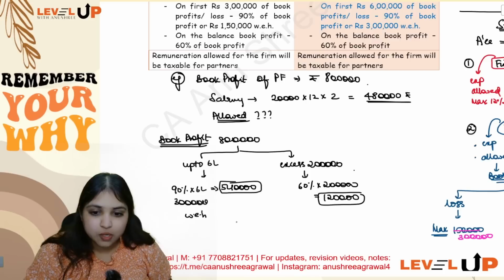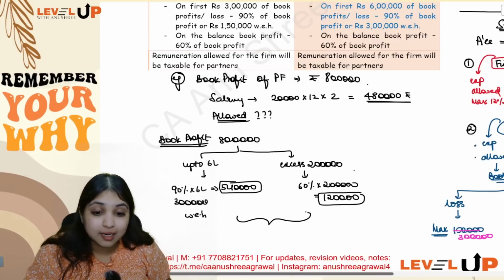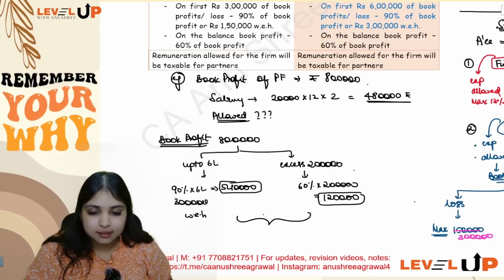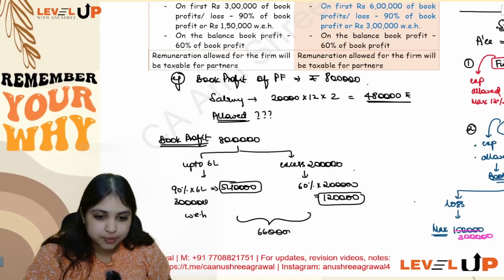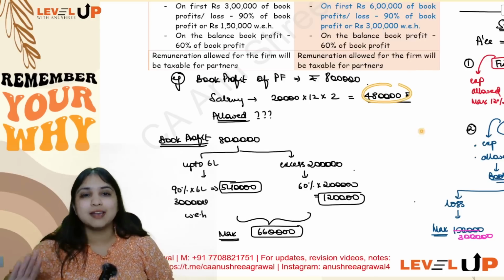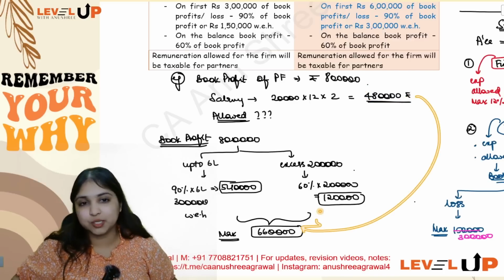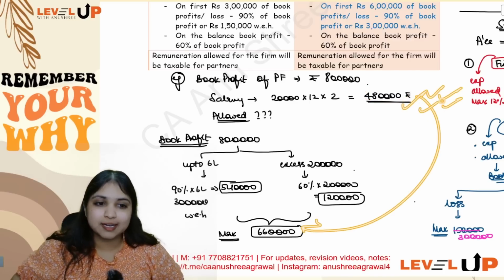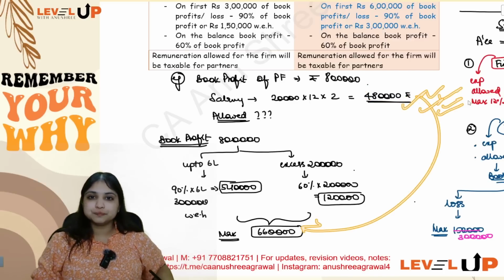Now if you see, what is the total maximum amount? 5,40,000 plus 1,20,000. This is going to be 6,60,000. This is the maximum allowable working partner salary. My firm has paid 4,80,000 only. It is within the limit of 6,60,000. So 4,80,000 will be fully allowed for the firm.